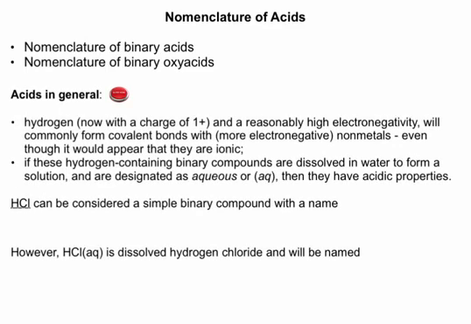So first of all, in terms of acids in general, we're dealing with hydrogen, and it has a charge of +1, so that should indicate to you it's acting as the metal, so it's going to come first. Now the other thing about hydrogen is it has a reasonably high electronegativity, and it's going to form covalent bonds with more electronegative nonmetals. On the surface they appear ionic, when in fact they're covalent bonds. They're not ionic. You don't really have to worry about this too much, but just be aware of that when we start dealing with differences in electronegativity.